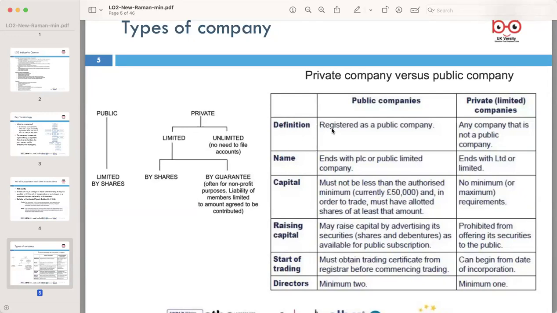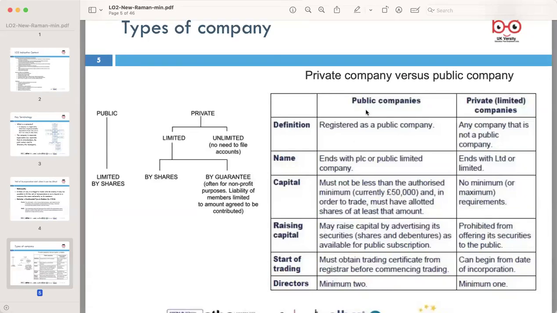Here you can see some differences between public and private companies, but I'll go through them quickly. Private companies are distinguished by their limited number of shareholders, and their shares are not available for public trading. In contrast, a public company can have an unlimited number of shareholders, and its shares are traded on the stock exchange.